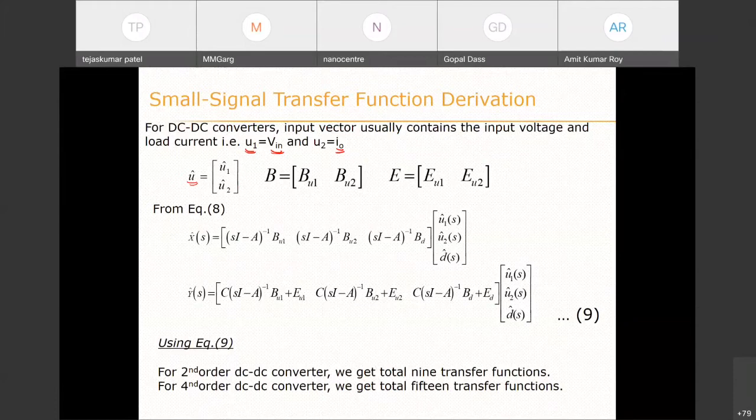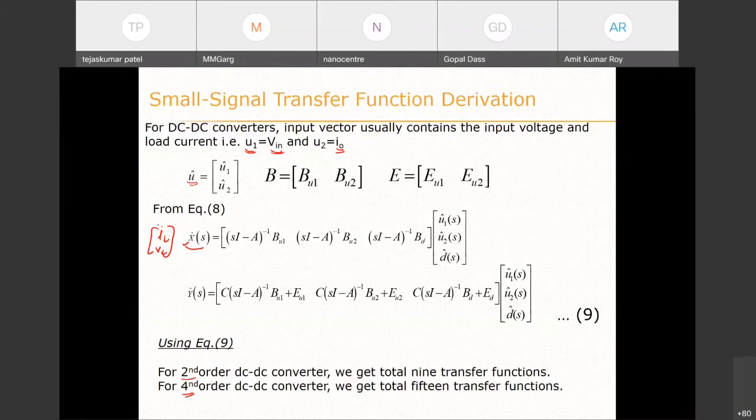Different transfer functions may be obtained depending upon what the input is and what the order of the system is. Normally, as I said earlier, the input disturbances are considered as input voltage and load current. Those are our input variables, u1 and u2, and x is the state vector.